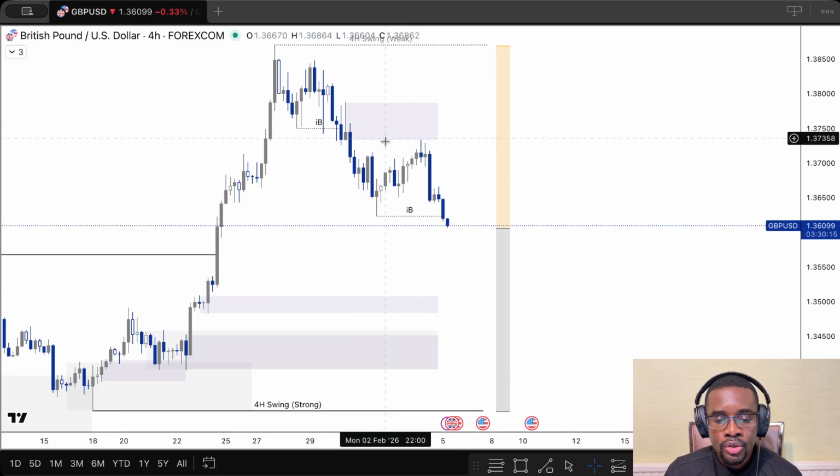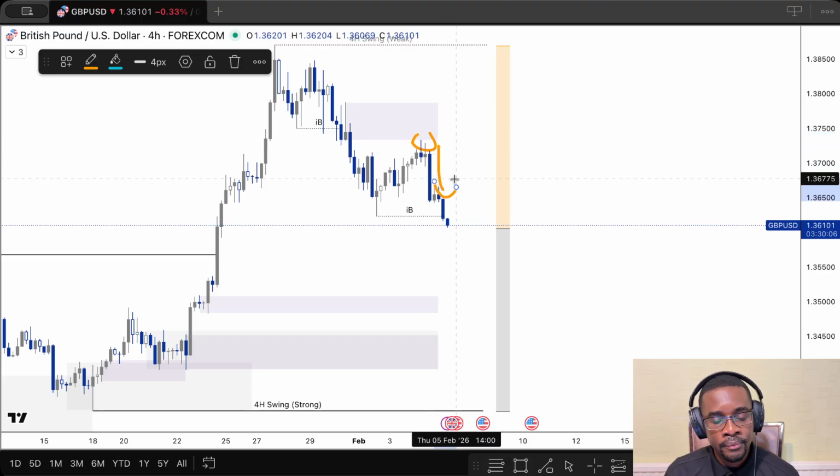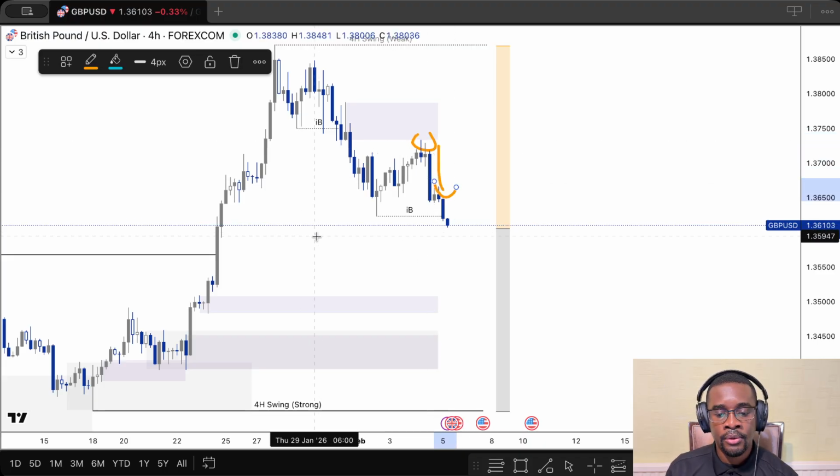Okay, so on the pound, we did mitigate this 4 hour supply, and from there we had the strong reaction. From that supply we've had that strong reaction.